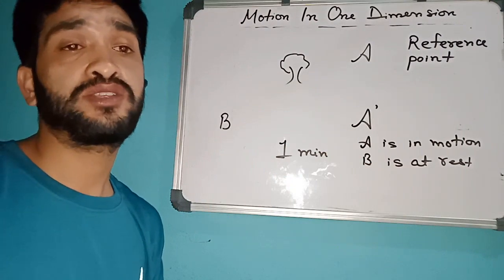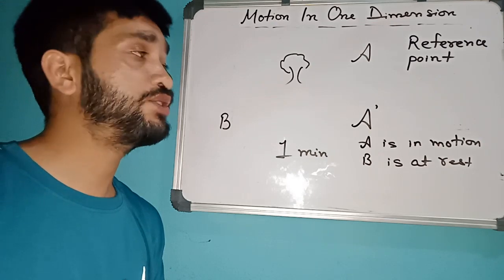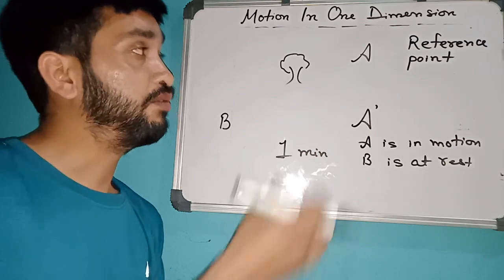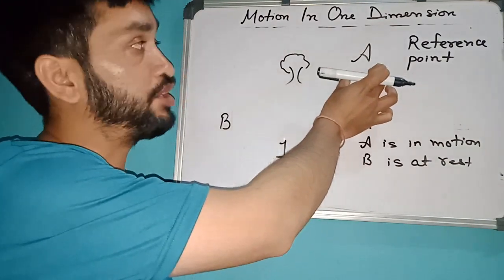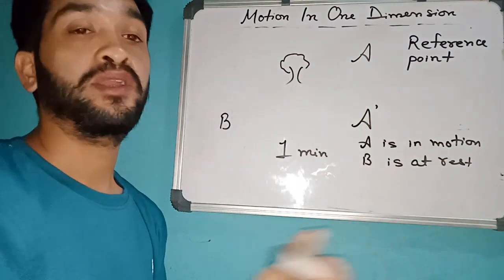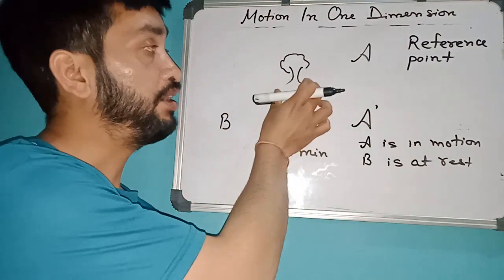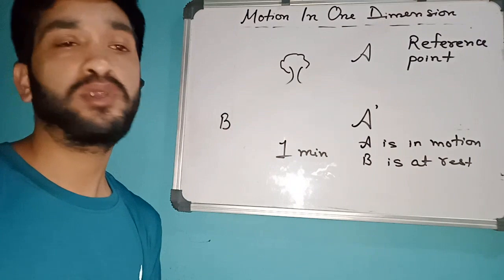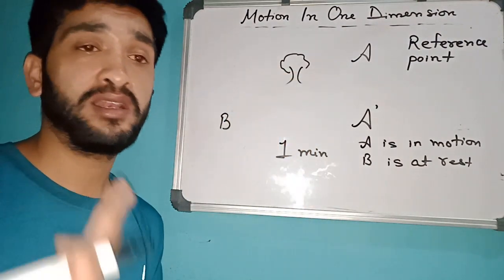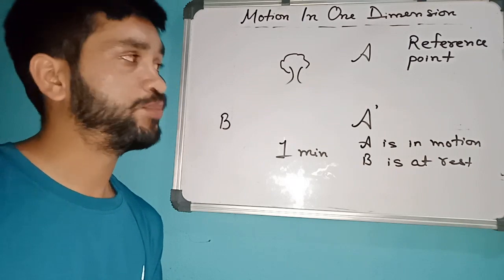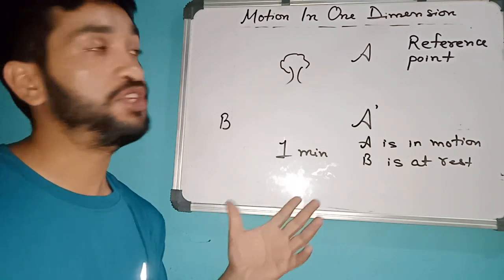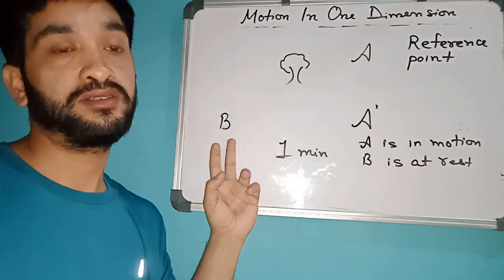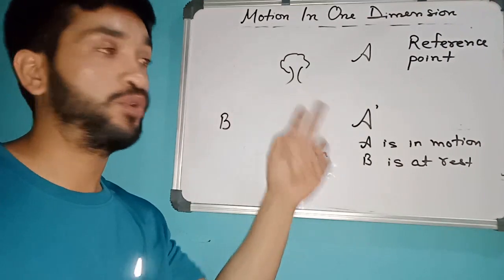But suppose they ask you the definition, that when will you say that a body is at rest or in motion? Then you have to say that when a body changes its place with respect to a given reference point, it is said to be in motion. But if a body does not change its position with respect to a reference point, then the body is at rest. Simple definition, and you can give this diagrammatical representation in your examinations. Clear? So I hope the definition is clear. When a body changes its position with respect to a reference point, then motion. If a body does not change its position with respect to a reference point, then it is at rest.